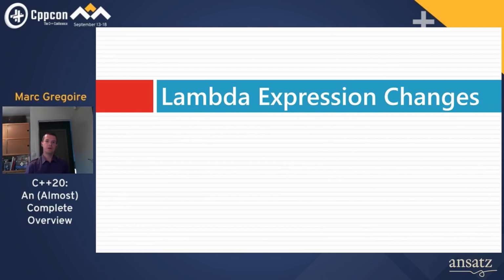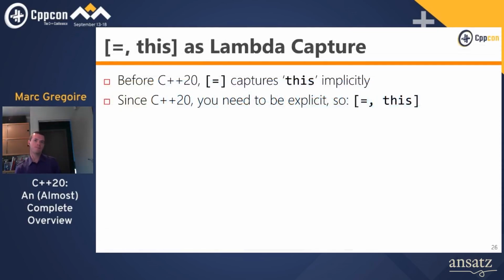There are a few changes to lambda expressions. The first one is, before C++20, if you capture everything by default by value, that would implicitly capture this. This is not the case anymore. So since C++20, you need to explicitly state that you want to capture everything by value and that you want to capture this. So this might be a breaking change for certain code bases.